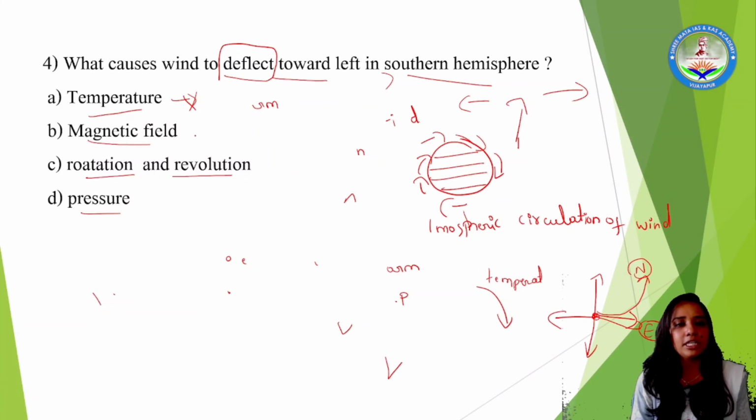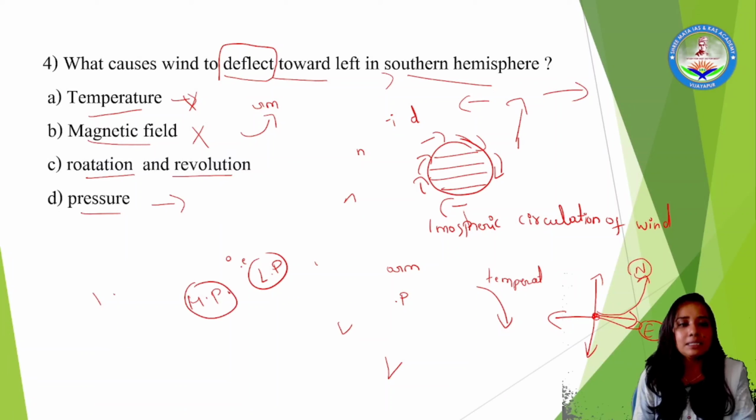Now coming to the magnetic field, no, not at all. Magnetic field does not contribute to any deflection of wind movements. Next, coming to pressure. Pressure variations again come to the same point: high pressure area to low pressure area. Are these pressures the reason behind the deflection of the winds? No, these are just creating differences in temperature, but they are not causing deflection of the wind. Here the term you need to look into is deflection.